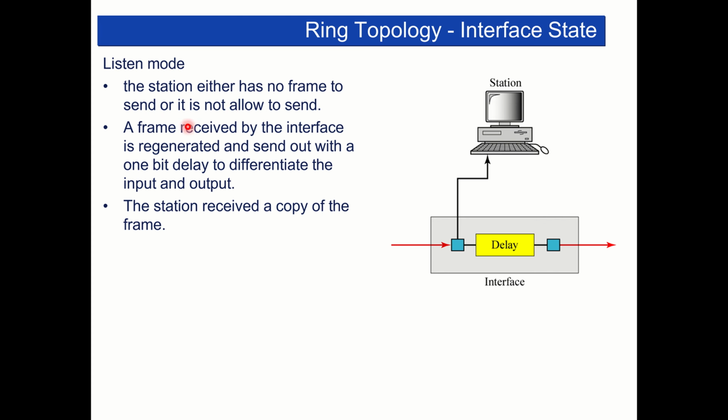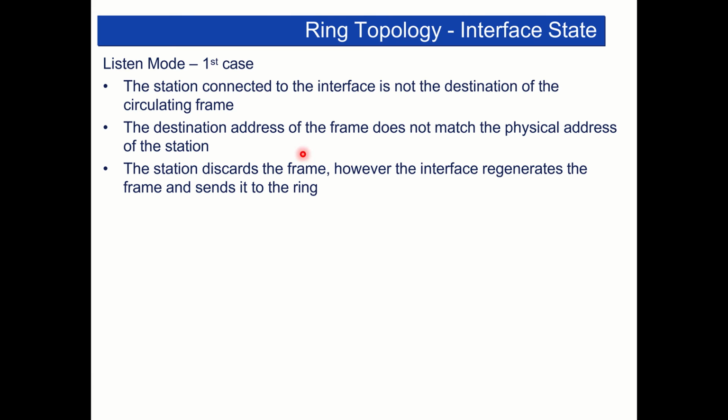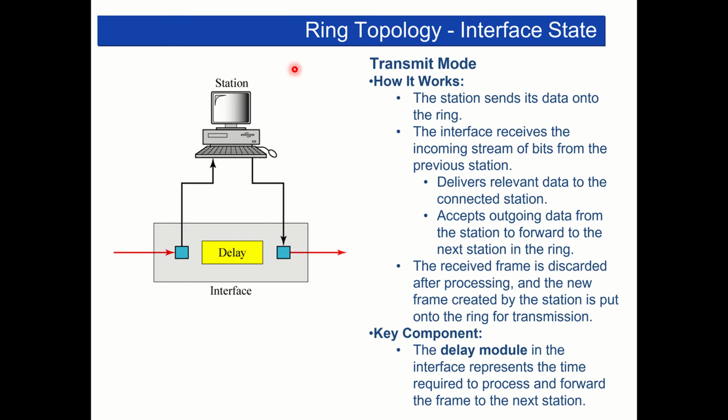So basically here, the regeneration of the frame still happens, but the station is considered to have no frame to send or is not allowed to send anything. When they send out the received frame, they send it out with a 1-bit delay so that it can differentiate the station itself from input and output. So under listen mode, first case, let's see here.